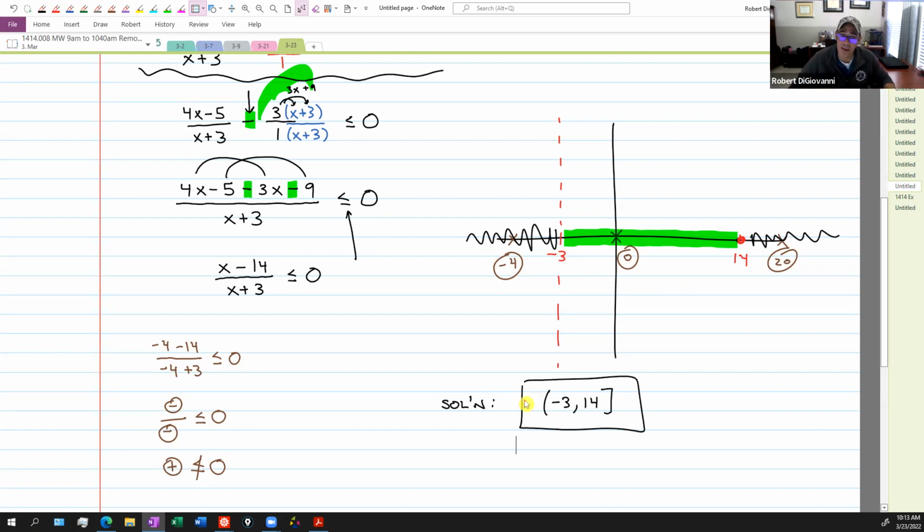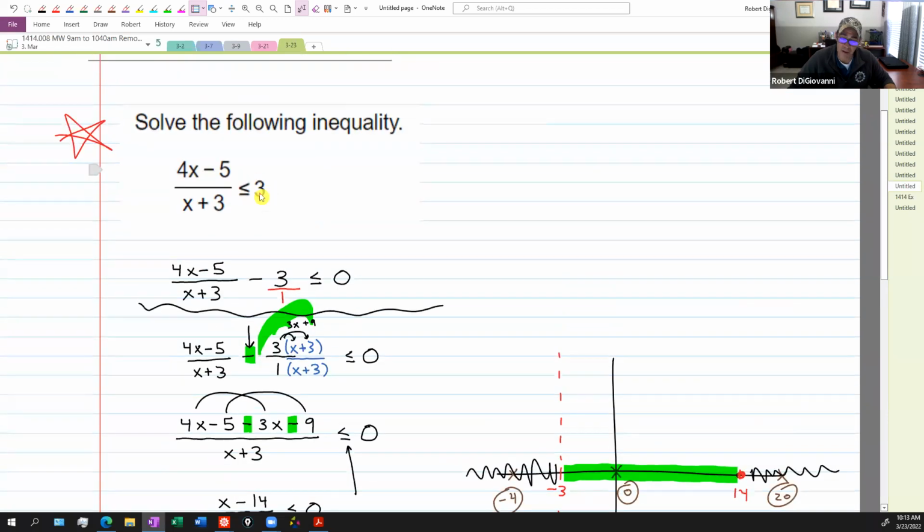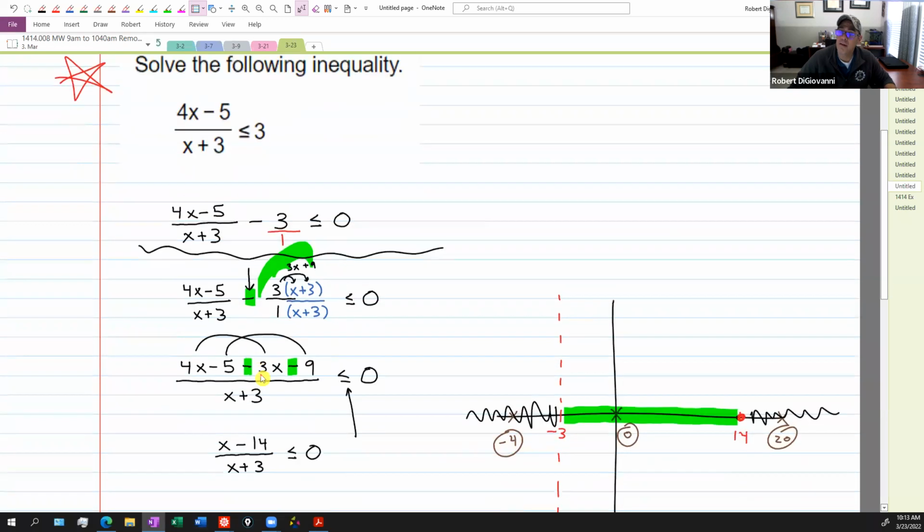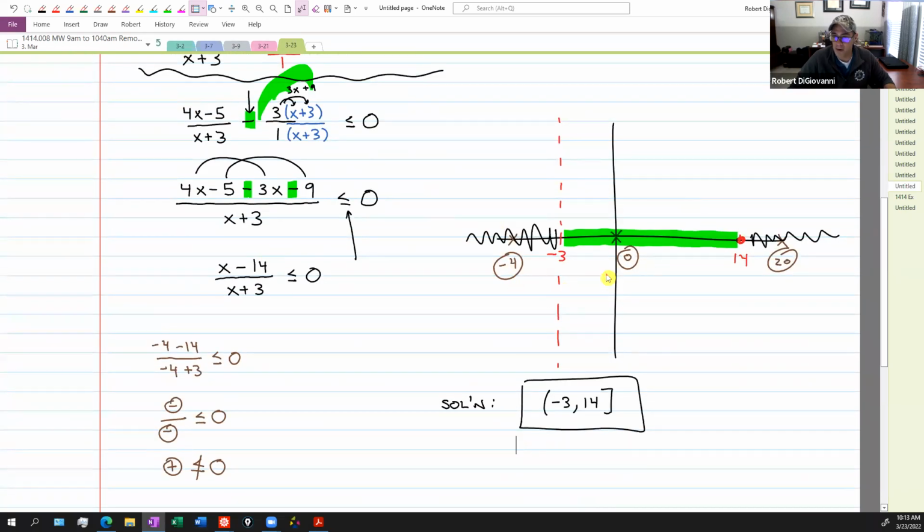All right, so please, just be careful on the test. Make sure that you've got 0 on this side. If you don't, bring that number over, common denominator, then you can play the game, all right?